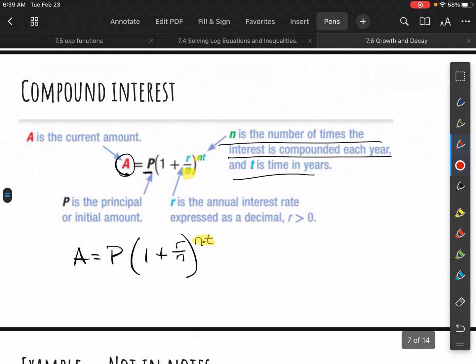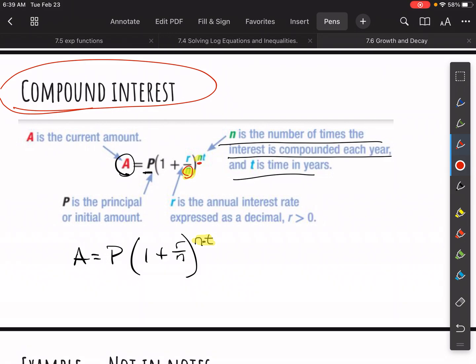You only use this one when something is compounding more than one time in the time frame. So if it's monthly or weekly or daily over a certain period of years, then I know that I'm going to have to include this for compound interest.